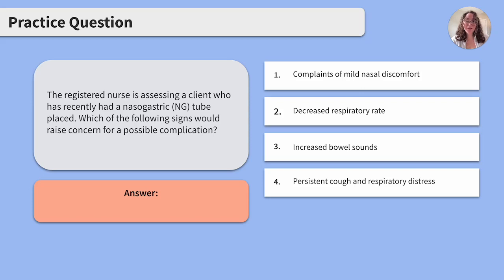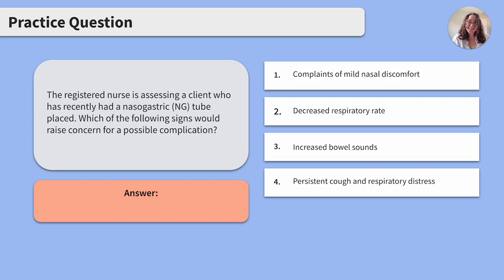Take a moment to pause the video, think about your answer choice, and when you're ready, press play and we'll review together. Ready? So one answer choice that had a red flag for me was option 4, persistent cough and respiratory distress. But why? Well, both of those make my alarm bells go off for concern that this tube may be in their lungs since this client is having a change in their breathing.